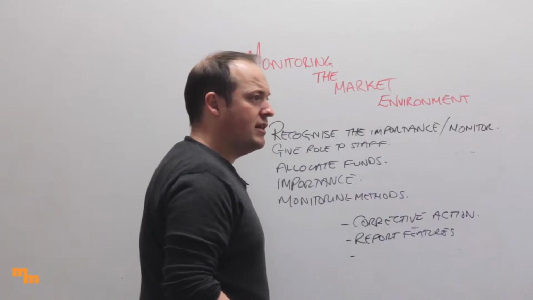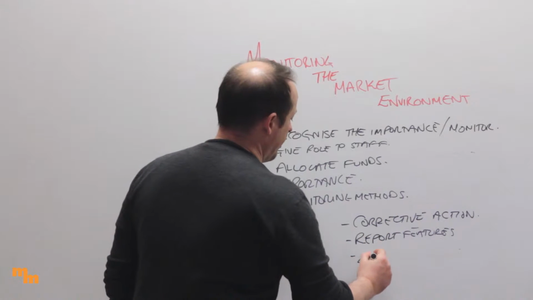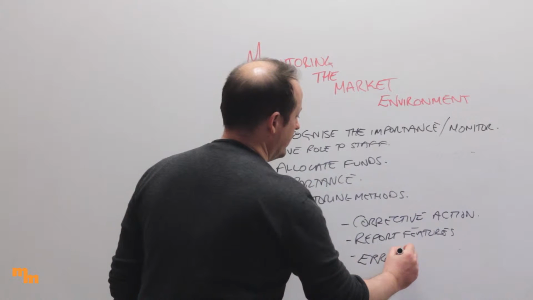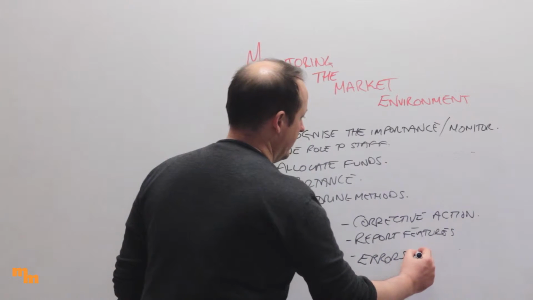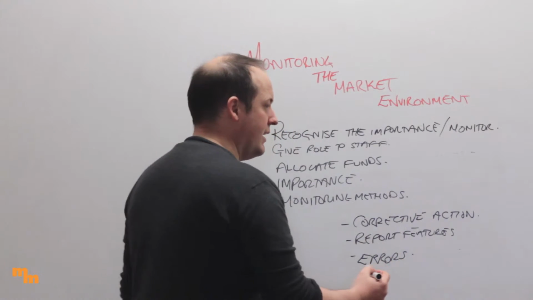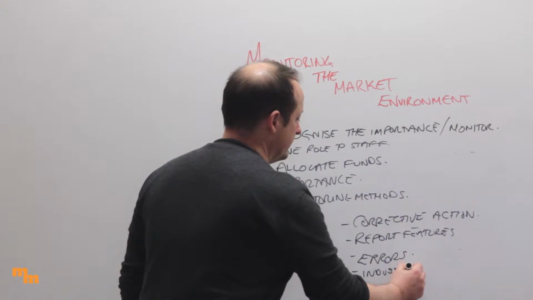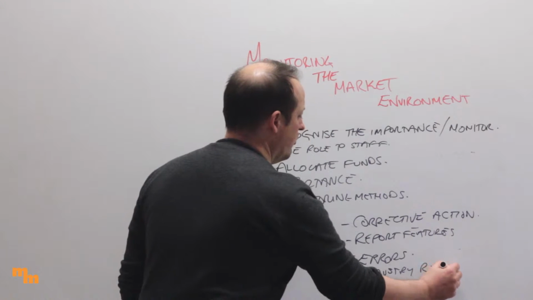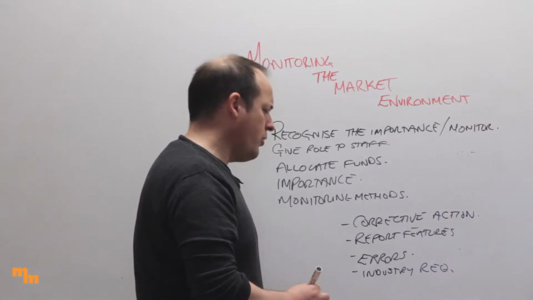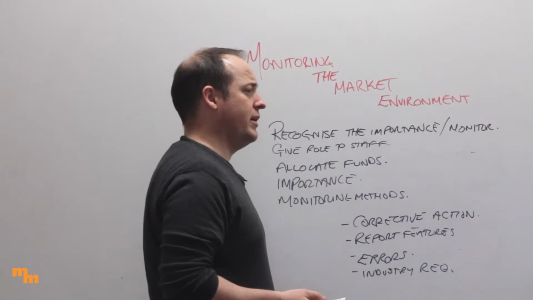So we also start thinking about errors, because people get tired, they make mistakes, and mistakes in this case can be really bad. So we need to look at that. And also thinking about industry requirements. So what is it that industry demands from us, or what are we supposed to be doing? What are we supposed to be complying with?